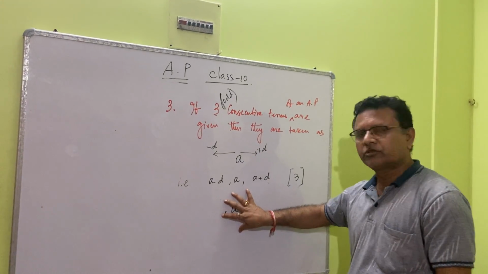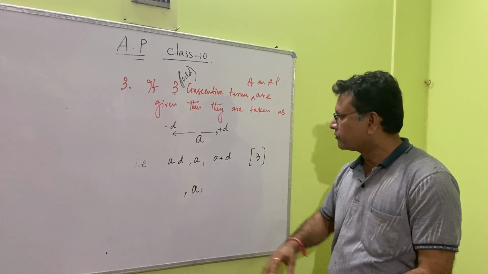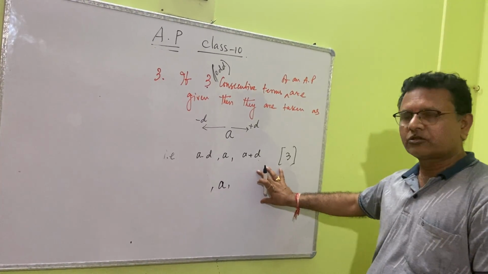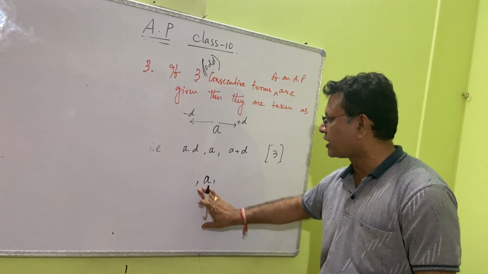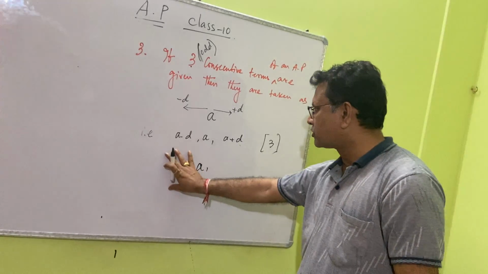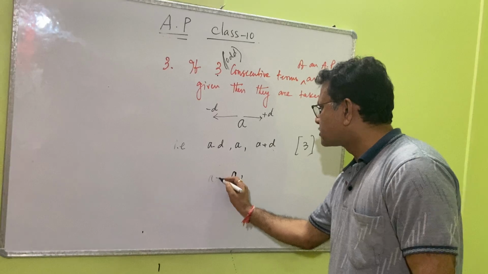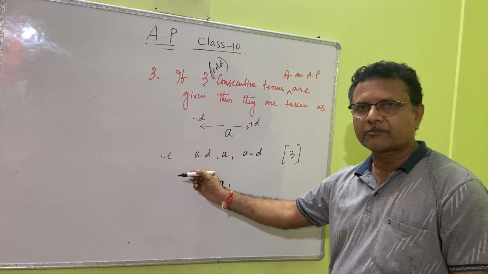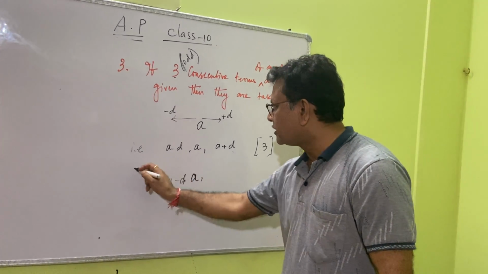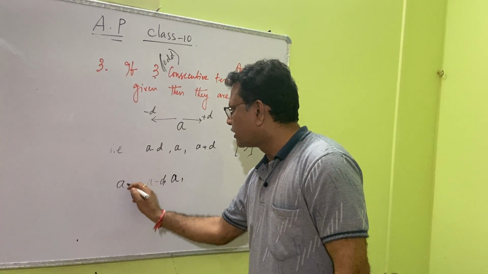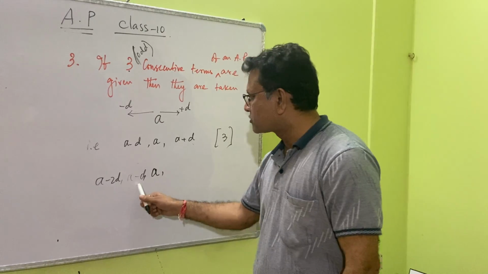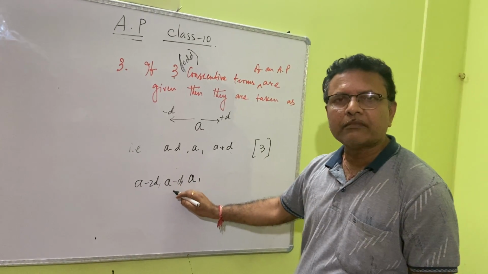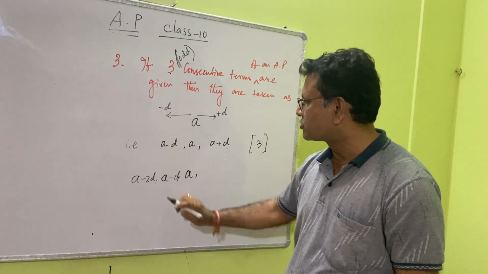So now 5 terms are in AP. Then what will I write? In left 2 terms, in right 2 terms. So 2 plus 2, 4, and this is 5. So in the left 2 terms, first I will write A minus D, because I know that if I move in this direction, I have to subtract D. If I move again in that direction, it will be A minus 2D, because if you subtract D from A minus D, you will get A minus 2D.